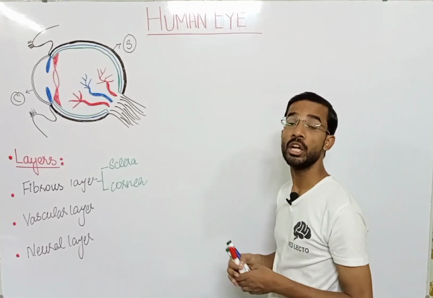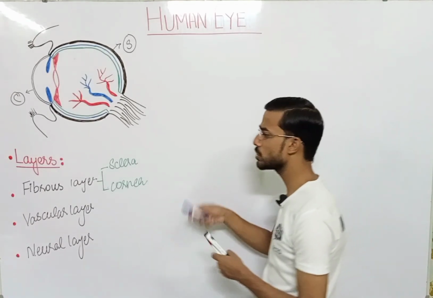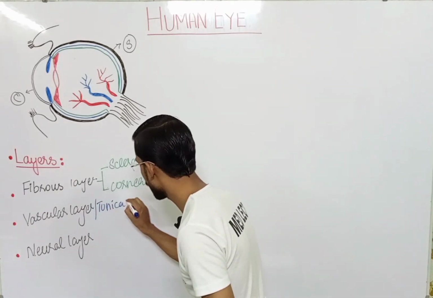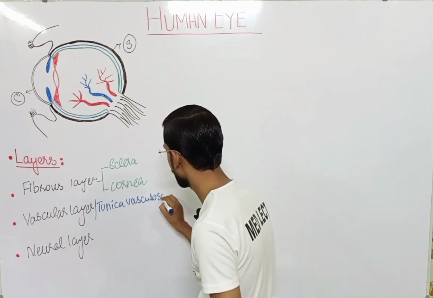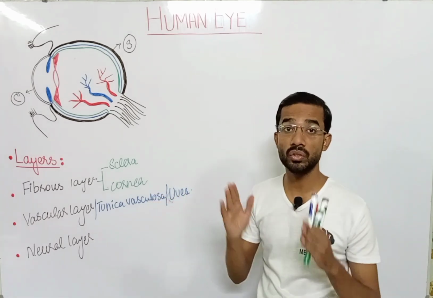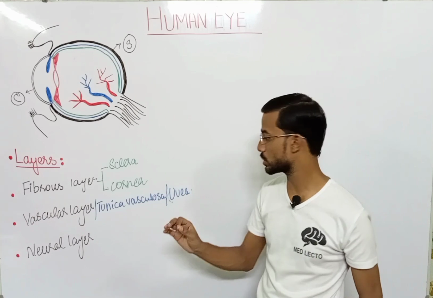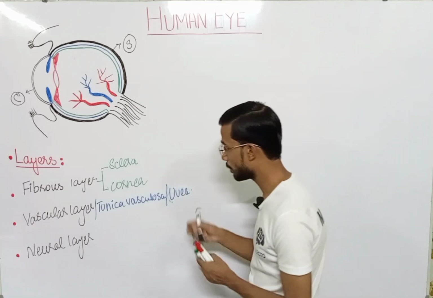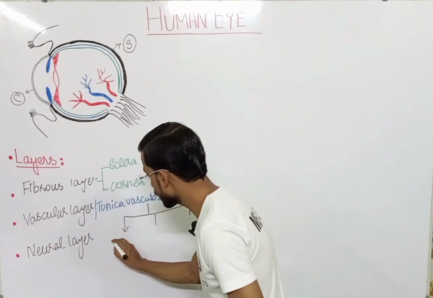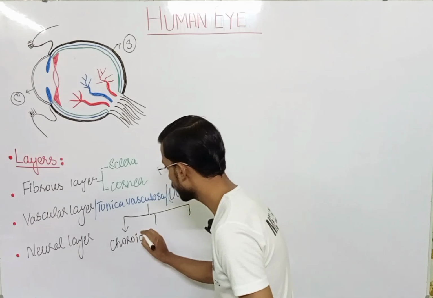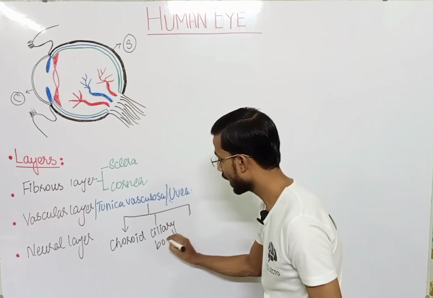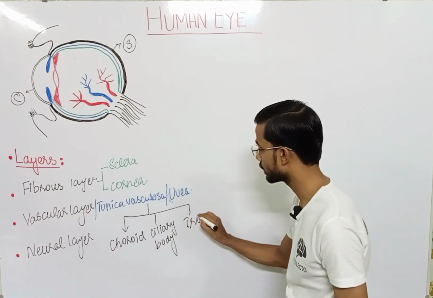That is also called the tunica vasculosa. It has several names: tunica vasculosa, or uvea, or uveal layer. It has three components. First is the choroid, second is the ciliary body, and the third component is the iris.